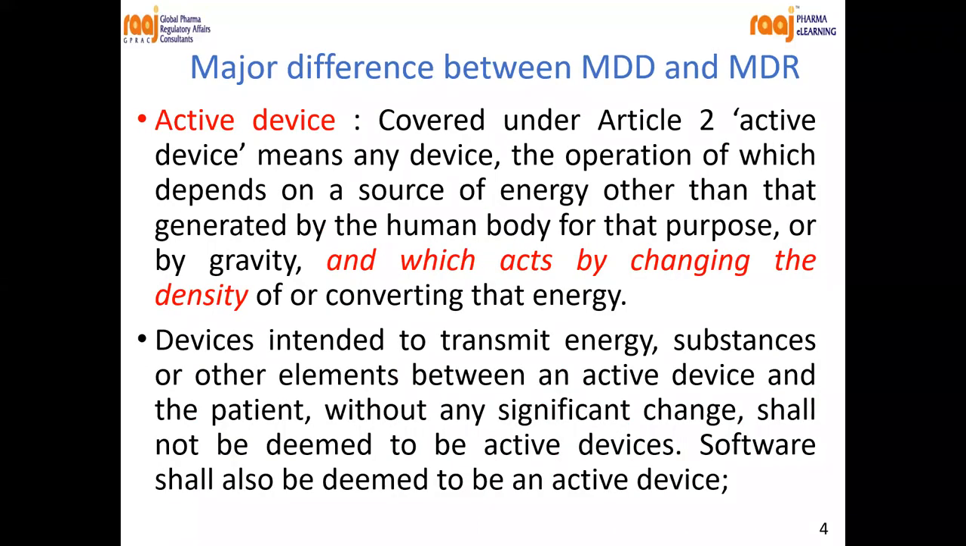Then let us understand what an active device is. Active device is covered under Article 2. It means any device the operation of which depends on a source of energy other than that generated by the human body for that purpose, or by gravity, and which acts by changing the density of or converting that energy. Devices intended to transmit energy, substances, or other elements between an active device and the patient without any significant change shall not be deemed to be active devices. Software shall also be deemed to be an active device.